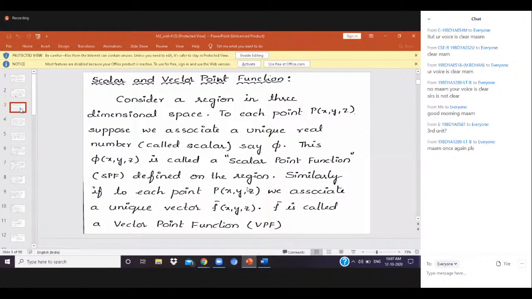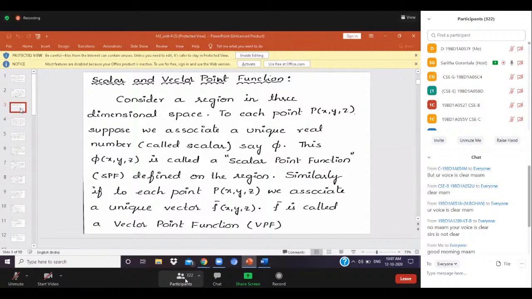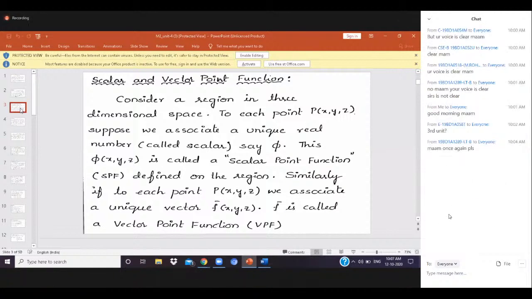These definitions are useful for your short answers also. One is scalar point function and vector point function. For scalar point function, we consider a region in three-dimensional space, and a point we assume P of x comma y comma z. Suppose we associate a unique real number, which we treat as a scalar, and take as phi. This phi is called scalar point function.